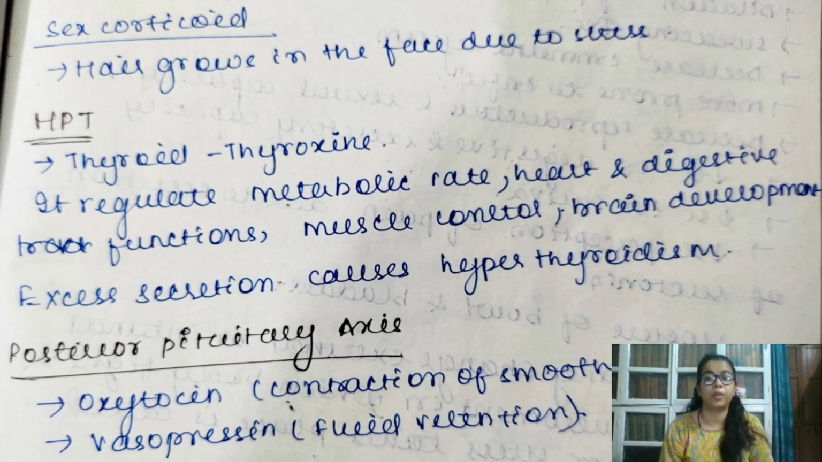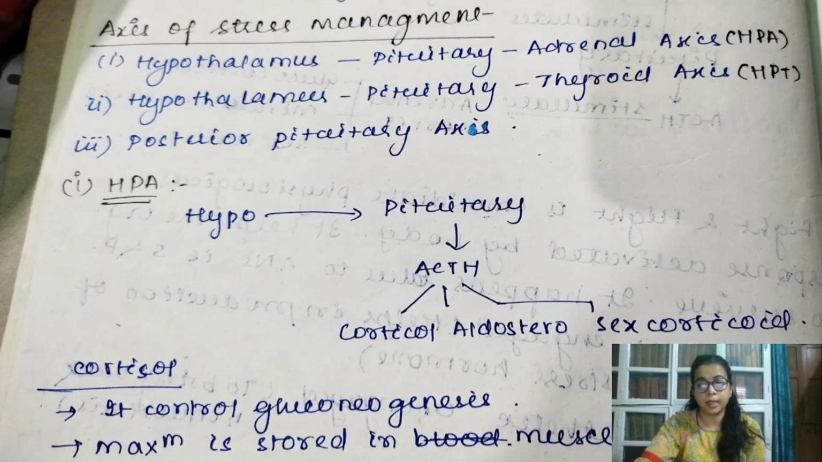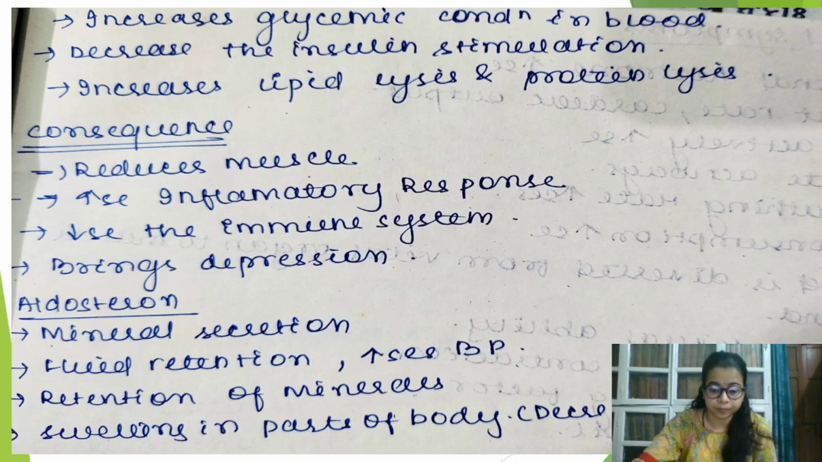Then sex corticoid, what will it do? It will make hair grow on the face due to stress. You must have seen that due to stress, facial hair grows more, in females also. Not only males, females also, the facial hair will grow all over the body. That is how this happens due to stress. This is what cortisol, aldosterone and the sex corticoid, basically the adrenal axis, do during the time of stress. This is all we have seen. So now you can see how dangerous it is to remain in stress for a longer duration of time. It can really harm your body.